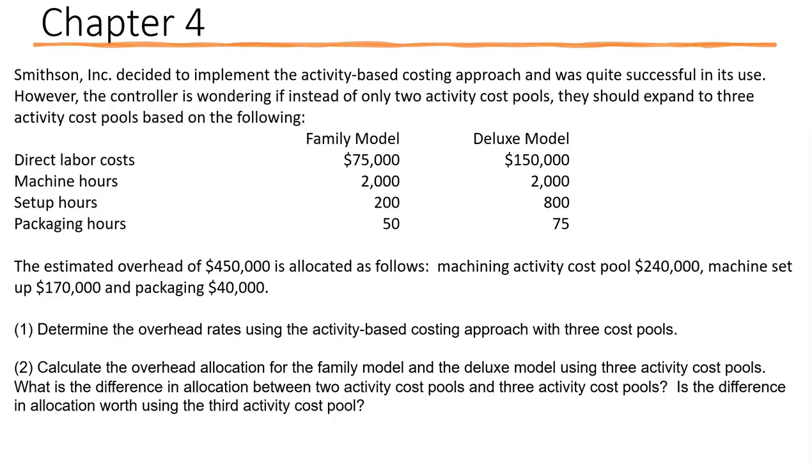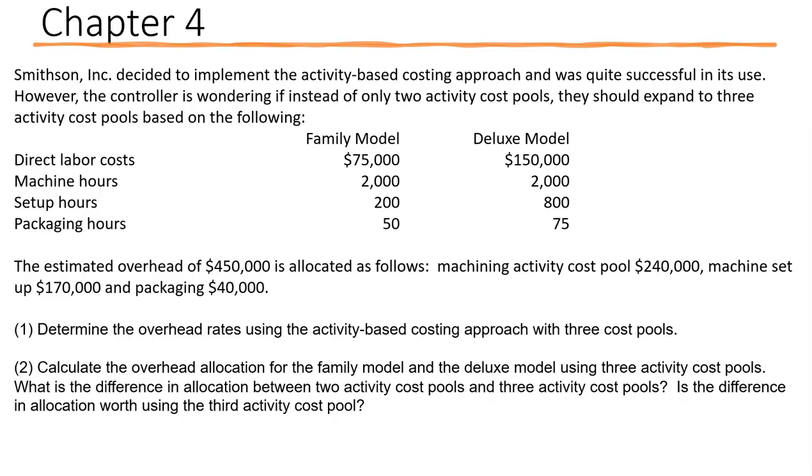With another cost pool, having 3 instead of 2, we have to divide up our $450,000 of overhead differently. So we're not creating additional costs, we're not eliminating costs, we're taking that $450,000 in all 3 scenarios that we looked at. It's the same $450,000, we're just dividing it up differently. So now we're saying machining is $240,000 of overhead, machine setup is $170,000, and packaging is $40,000.